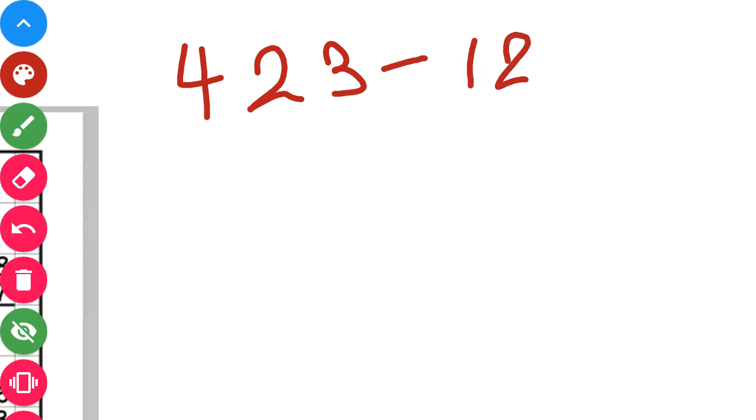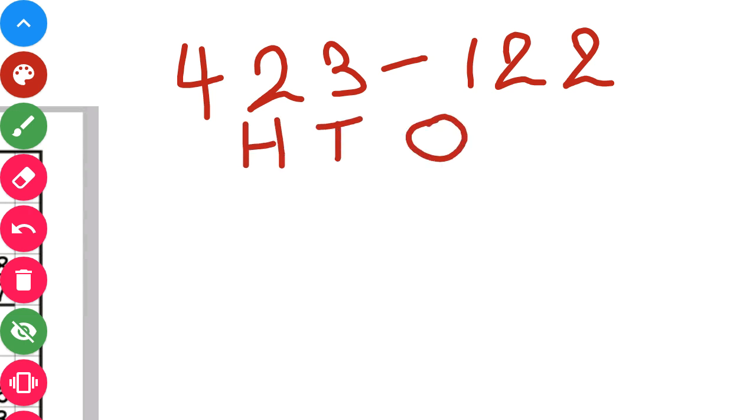Suppose I take two numbers: 423 minus 122. So what do we have to do first? First we will write their place values, that is ones, tens, hundreds. Ones, tens, hundreds. Now read these numbers.